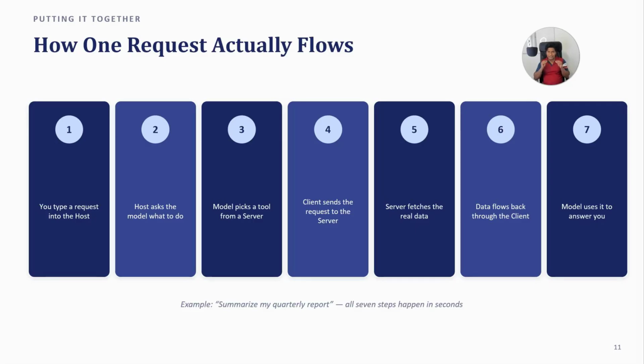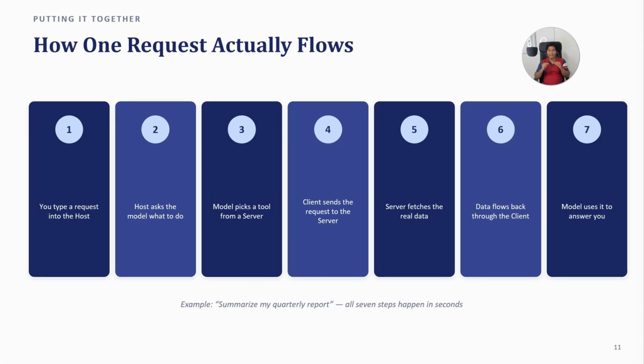Okay, let us actually trace through what happens step by step. Say you ask an AI assistant to summarize a file from your Google Drive. Step 1, you type your request into the host. Step 2, the host realizes it might need an outside tool. It asks the model what to do. Step 3, the model decides it needs to call a specific tool. The tool is exposed by the Google Drive server.